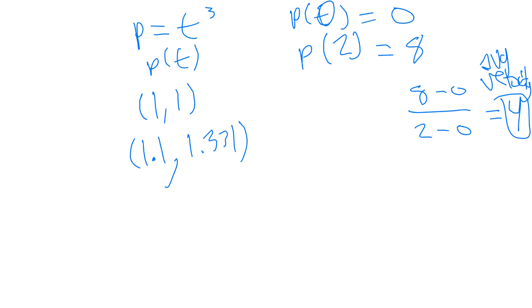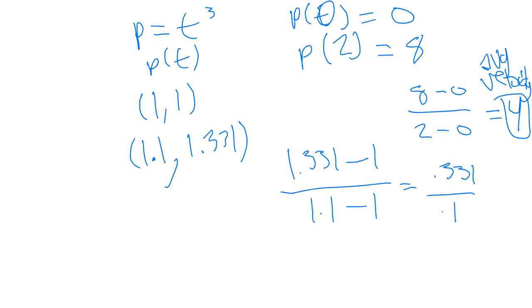So now we're going to find our approximation using the secant line, which is very similar. So we're going to do 1.331 minus 1 over 1.1 minus 1. So now we're left with 0.331 over 0.1, and that's essentially saying multiply times 10. So now we are left with 3.31 as our instantaneous velocity.